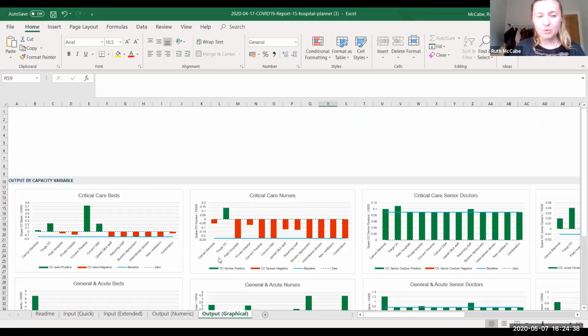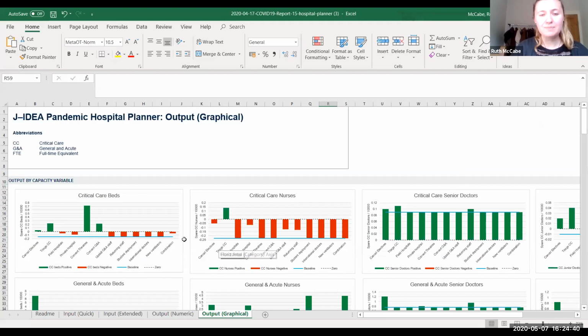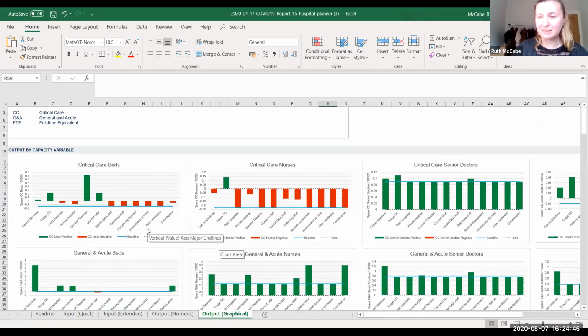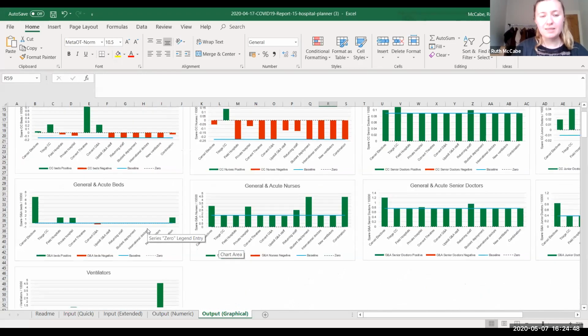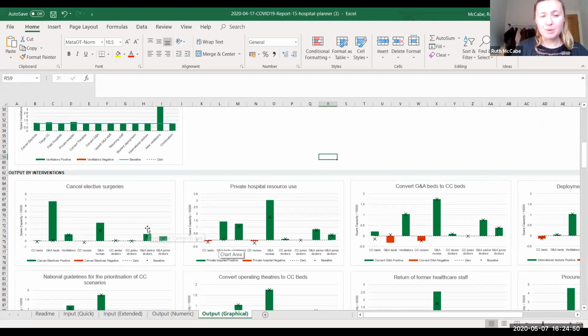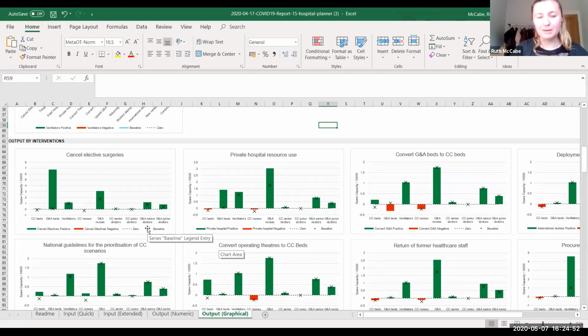So finally, we have our graphical output sheet. So we plot the spare capacity firstly by variable, in terms of beds, staff and ventilators, and then scroll further down and we can see the output plotted by intervention as well.